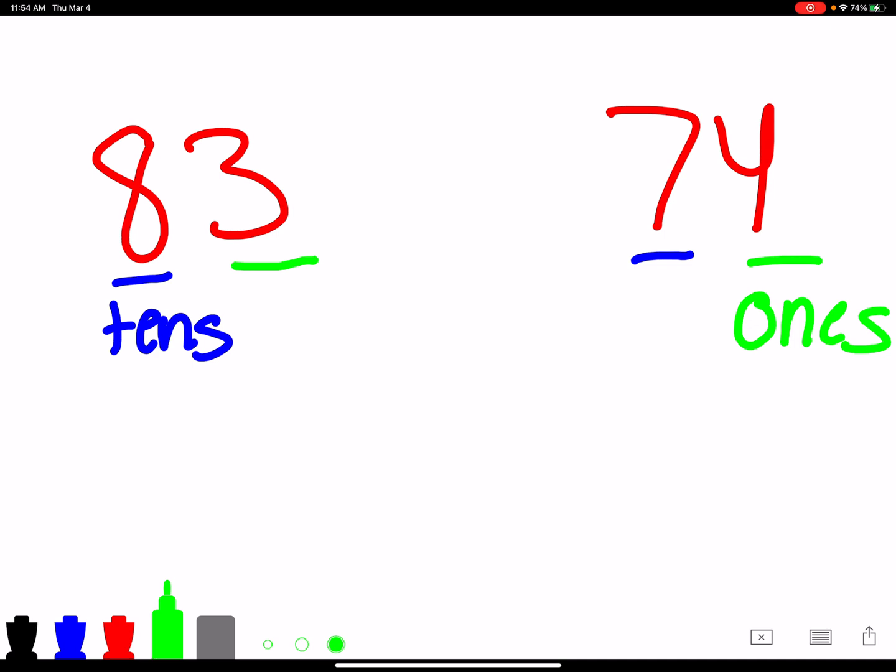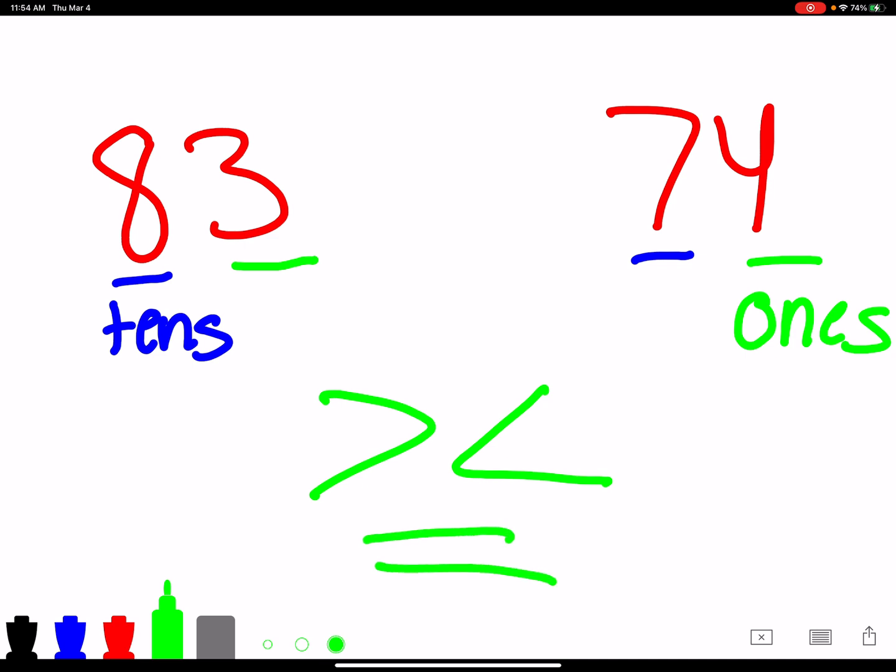And which way will we put our sign, towards the 83 or the 74? Will we put it this way or this way? And we would only use the equal sign if we were comparing the same number. But in this example, we are not. And what I like to do is draw a mouth to eat the bigger piece. So we have our mouth. We want to eat the bigger piece.